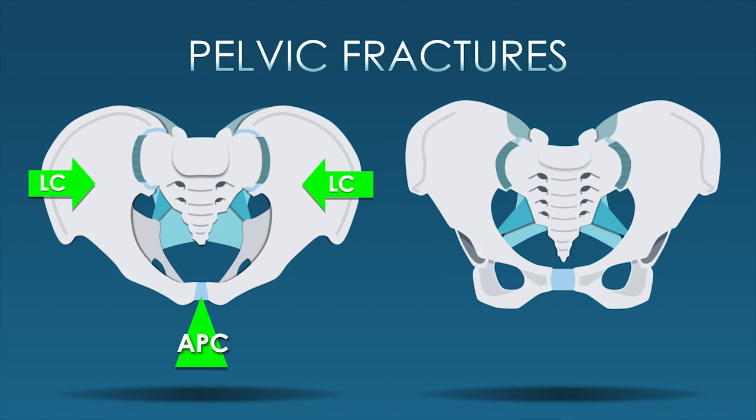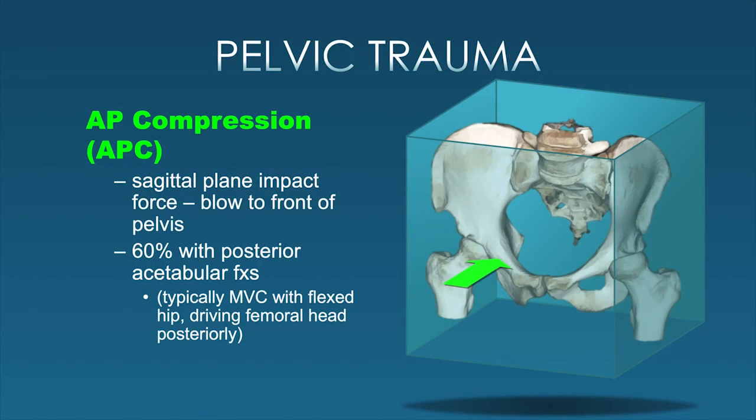So let's begin with anterior-posterior compression, a blow to the front or perhaps the back of the pelvis. Many of these can be associated with posterior acetabular fractures for an anterior impact. Typically, you'll see this in a motor vehicle crash where someone is sitting, often the driver, but it can be the front passenger, where the engine moves backward into the passenger compartment, and you drive the femoral head posteriorly out of the acetabulum by impacting on the front of the knee.